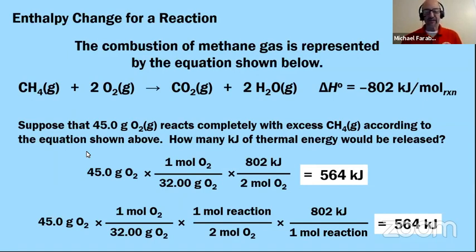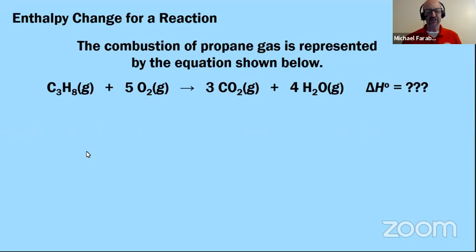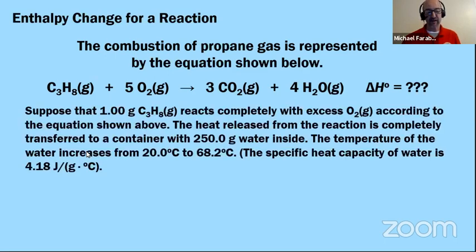All right, well, we were given the delta H for the combustion of methane. Now we have the combustion of a different chemical. This is propane, C3H8, but now we don't have the delta H. So this is going to be a review of some concepts that I had explained on Friday's lesson talking about calorimetry. Suppose that 1.00 gram of propane is combusted or reacts completely with oxygen according to the equation shown above.